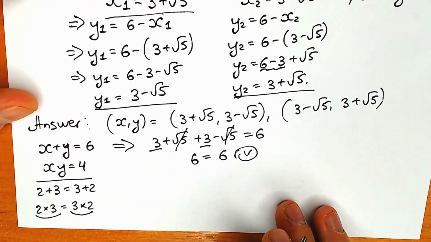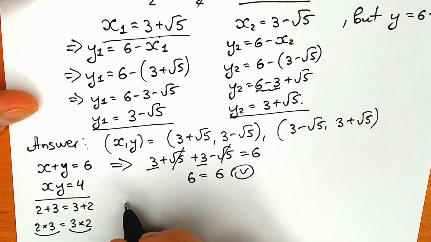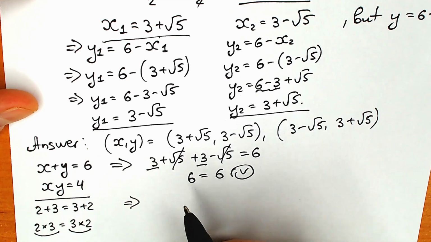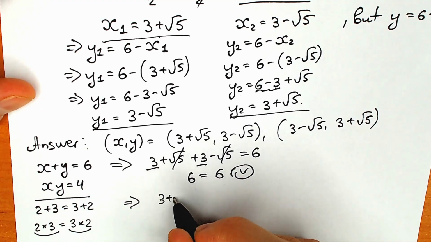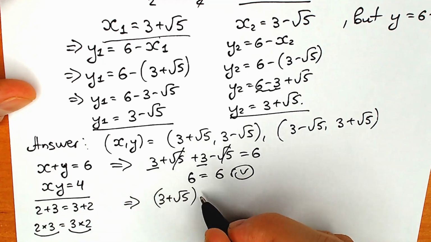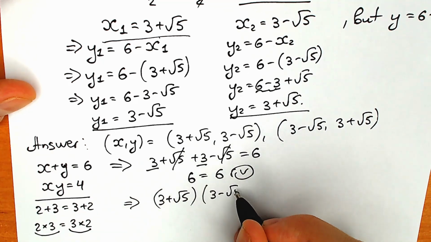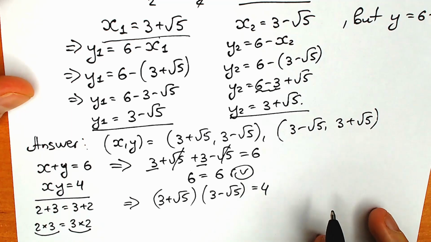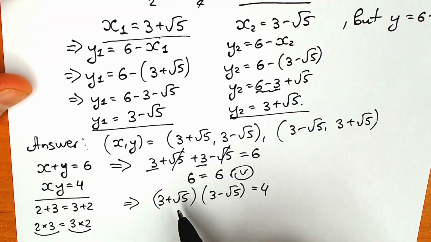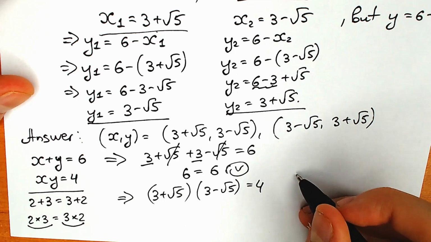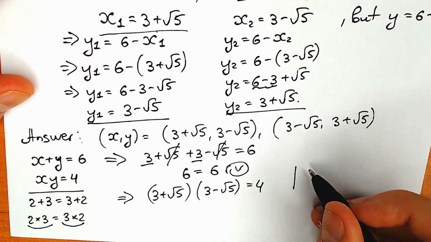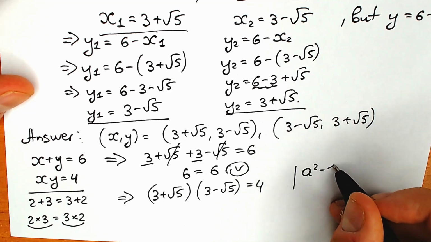Right now, let's check our multiplication. Okay, let's do this right now. So x times y equal to 4. As a result, we have parentheses. So 3 plus square root of 5 times 3 minus square root of 5 need to be equal to 4. Okay, how can we simplify it? A lot of students multiply parentheses by parentheses, but if you look closely, when you know a little bit about school algebra, you need to know a really great formula: a squared minus b squared.